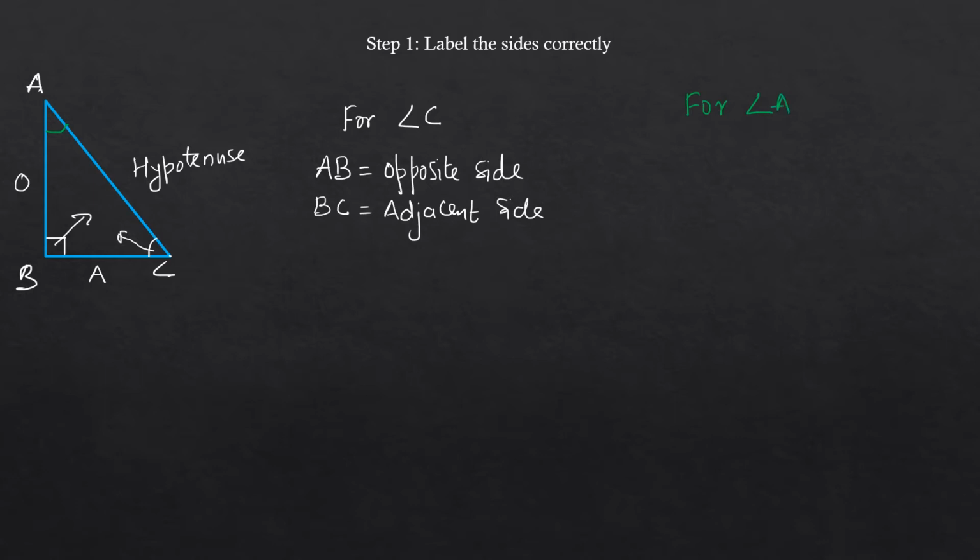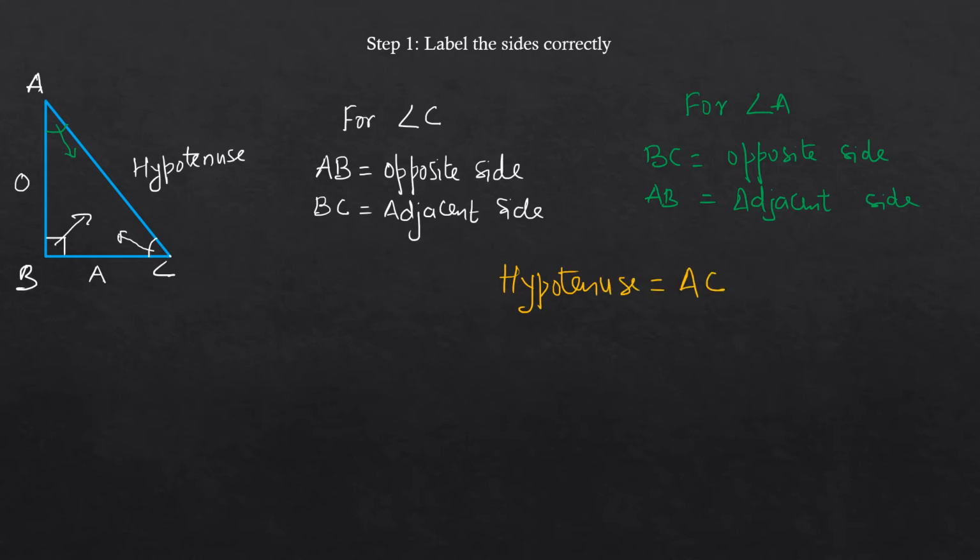For angle A, suppose you are standing on this angle and looking right opposite to you, you can see this side. BC is going to be your opposite side, and AB is going to be your adjacent side. Now mind you, for both of these angles, our hypotenuse is the same. Hypotenuse doesn't change. So hypotenuse is AC for both of these two angles.